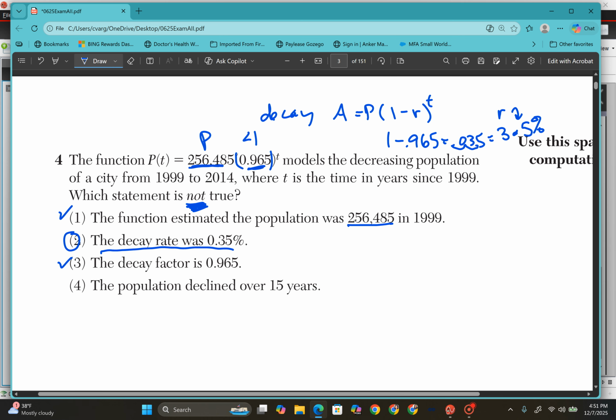That statement says from 1999 to 2014, right? So 2014 minus 1999 is 15, so that is also a true statement, okay? So 1, 3, and 4 are true statements. It's asking us for which one is not true. The decay rate is supposed to be 3.5%, not 0.35%, okay?